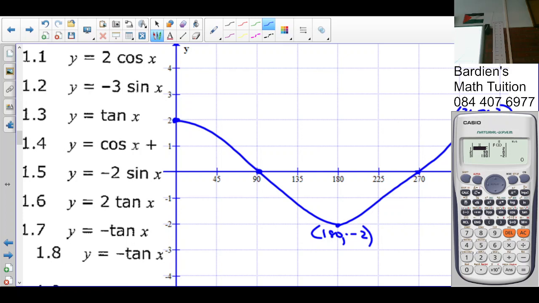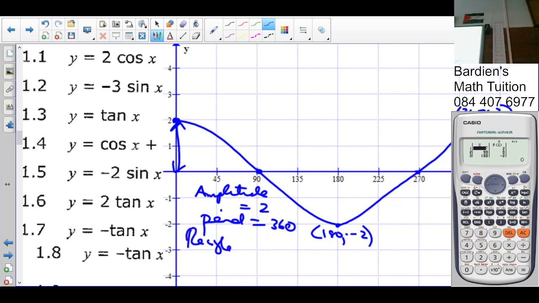So what is the amplitude of this graph? The amplitude is 2. The amplitude is 2. The period of this graph is 360. The range of this graph is from -2 to 2. So y is greater or equal to -2, but less than or equal to 2.